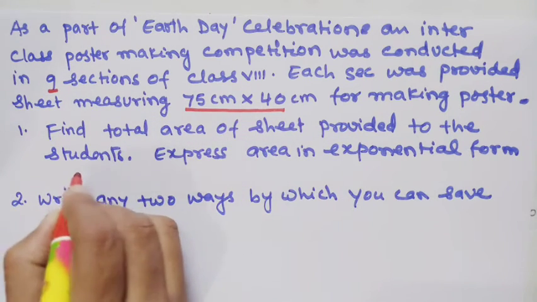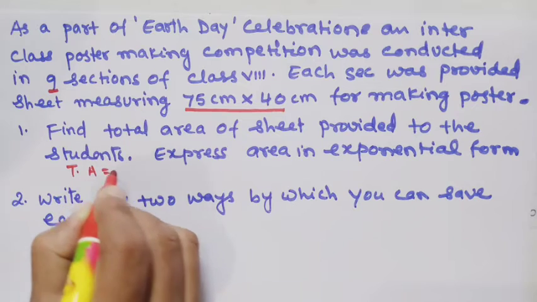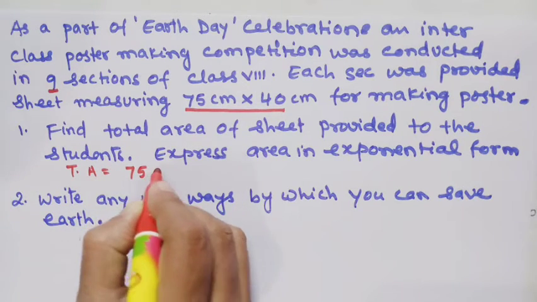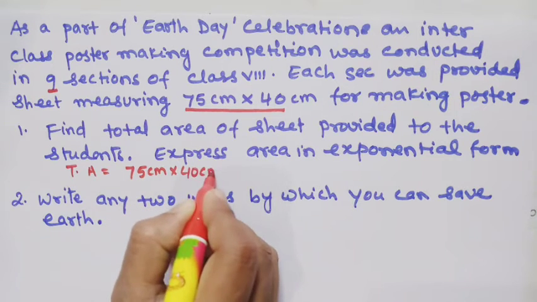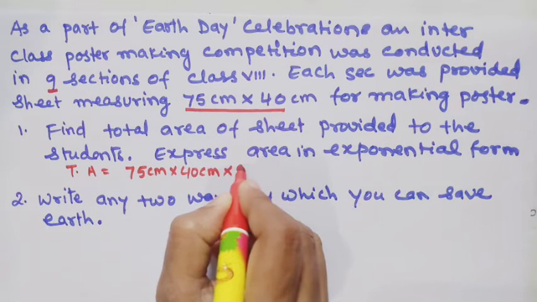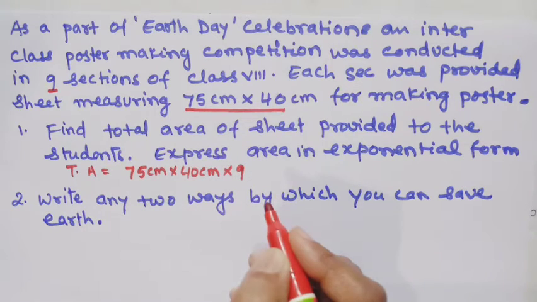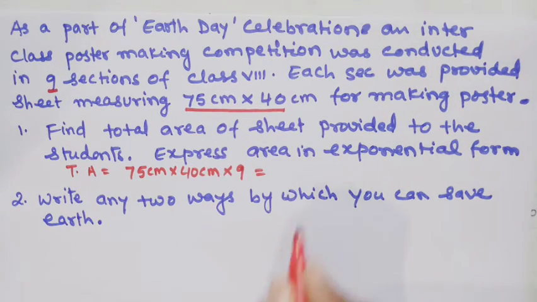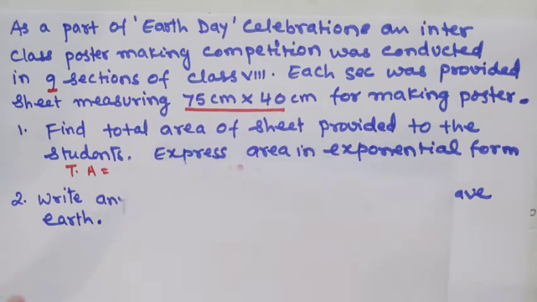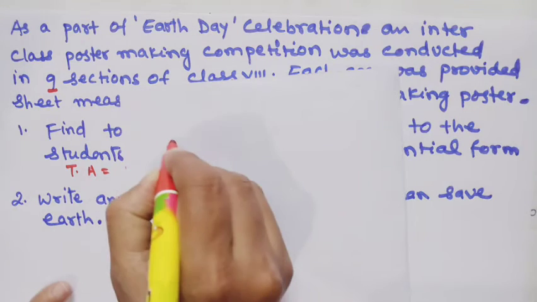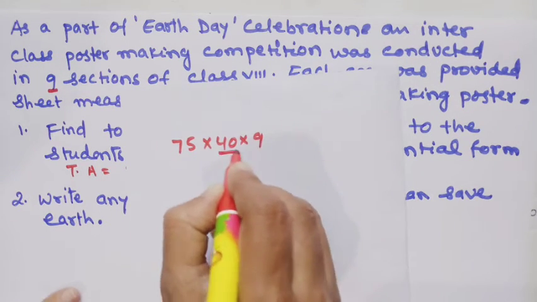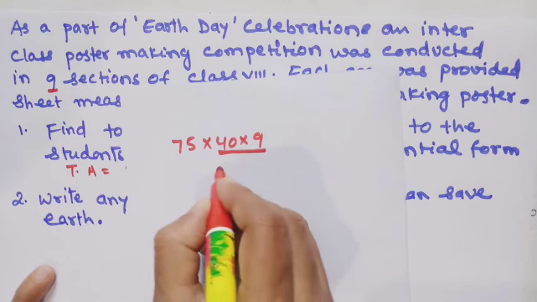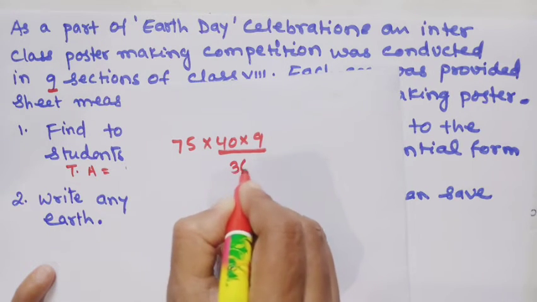That means here total area will be equal to 75 centimeter into 40 centimeter into 9 classes. So let us see how much is this value. So 75 into 40 into 9. See children, 40 9s are, this you can directly make it, 4 9s are 36, so 360.